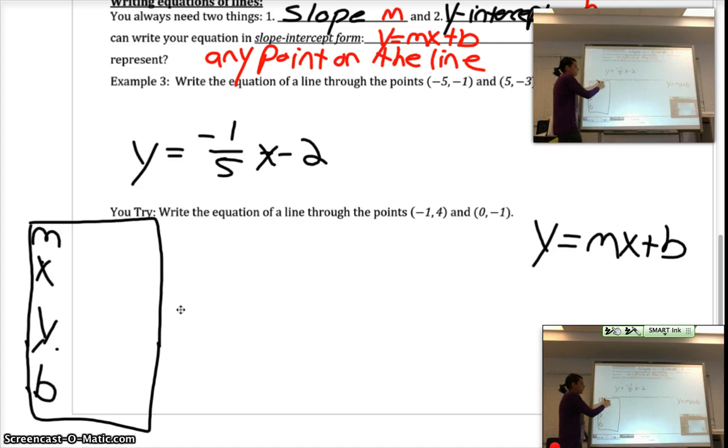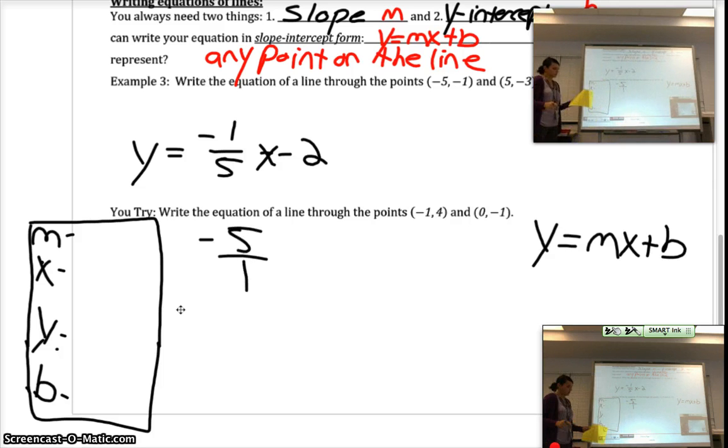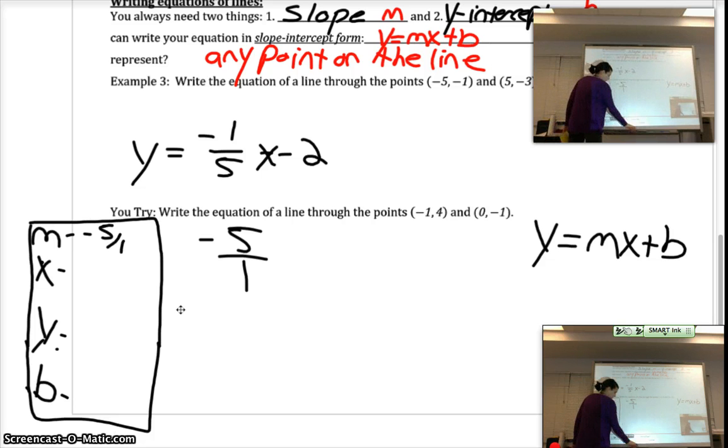All right? Now, I need an equation of a line through points -4 and 0, -1, right? So what do I need to do? Find the slope. So what did you get as a slope? Because you should have done this already. -5/1? I believe you. Okay, so that's my slope. So I'm going to start to fill in my box of knowledge.